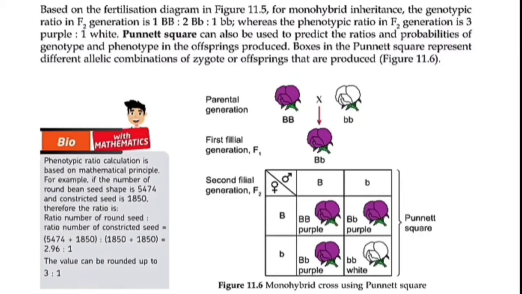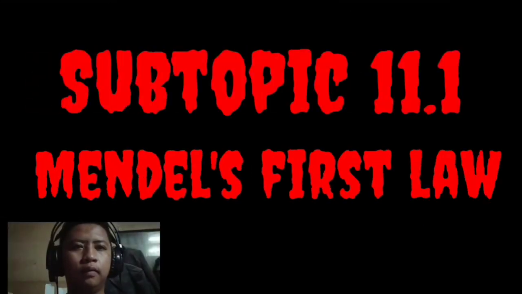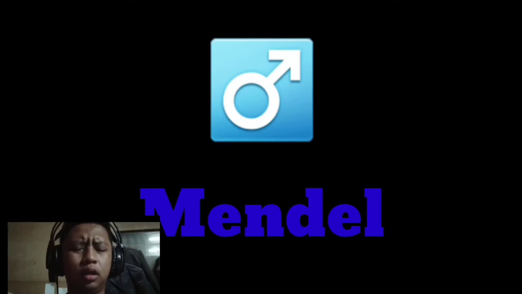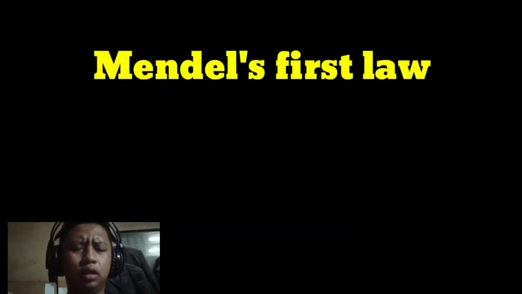So, di sini sama aja macam fertilization diagram di figure 11.5. Genotypic ratio di F2 generation dia 1 double big B, 2 big B and small b, and 1 double small b. Dan phenotypic ratio dia 3 purple and 1 white. Subtopic 11.1 Mendel's first law. There is one man named Mendel who introduced Mendel's first law or law of segregation.